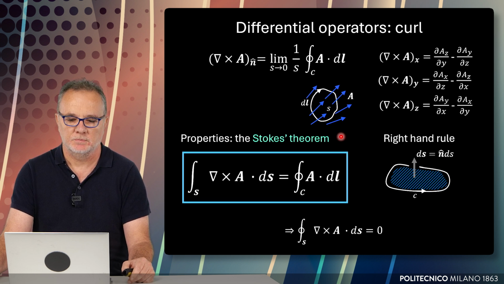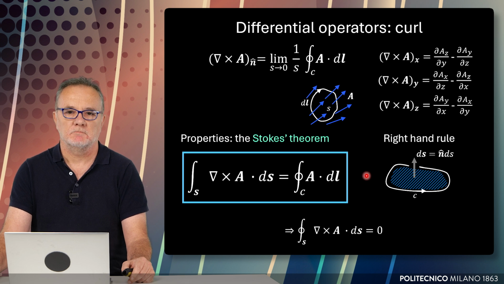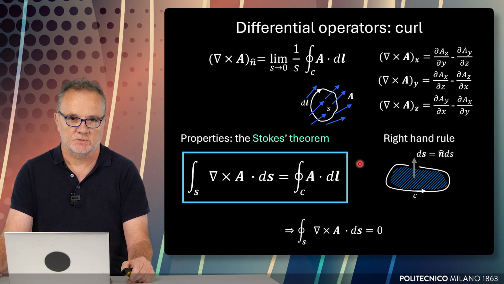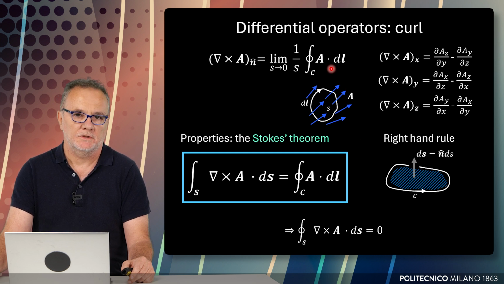Another important differential operator is the curl. So we identify a closed line in space, which is the boundary of an open surface, and we compute the circulation of our vector field A along this line. We divide the result by the area S of the surface whose boundary is the closed line, and we take the limit as the surface goes to zero. What we obtain in this way is a component of the curl of A along the direction normal to the surface itself. The line direction and the normal to the surface are linked by the right-hand rule.